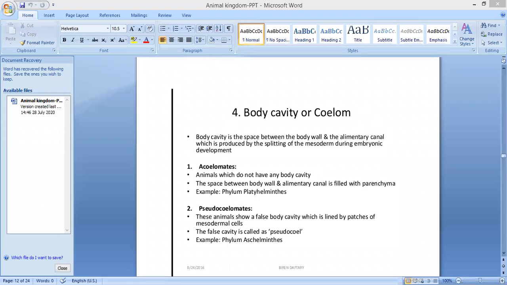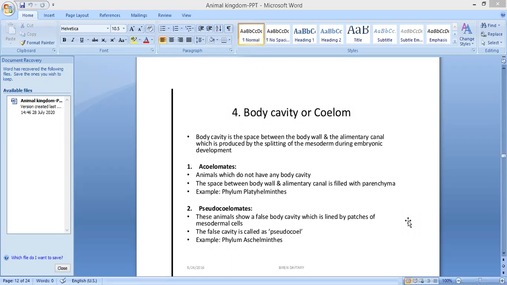Good morning, students. So next we are going to learn about body cavity or coelom. What is meant by this coelom or body cavity? Body cavity is a space between the body wall and alimentary canal, which is produced by the splitting of the mesoderm during embryonic development. So in the beginning, we told there are three layers: ectoderm, mesoderm, and endoderm.